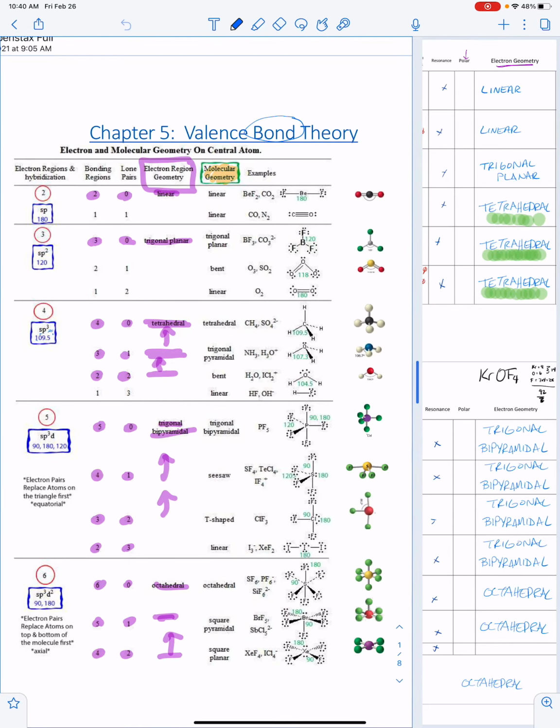Now we're back to the first page of your Chapter 5 notes, and we're going to discuss the molecular geometry. So we've already talked about electron regions. We count the regions. If there are 2, 3, 4, 5, or 6 regions, then we can tell if it's linear, trigonal planar, tetrahedral, or any of these kinds of things.